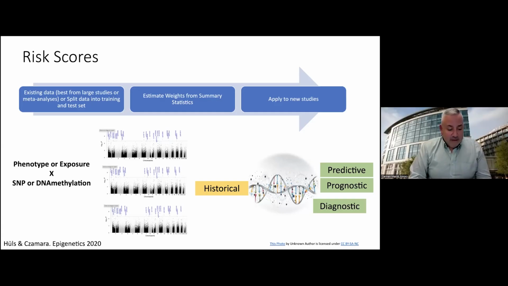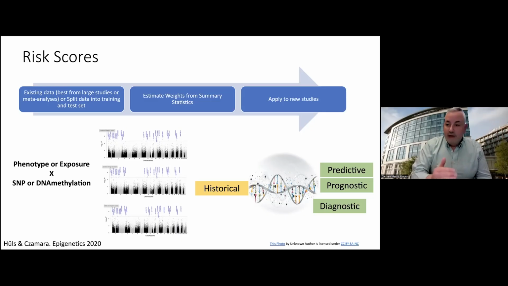So in these types of studies, a risk score is developed either using a large data set that's already been published and that the results are available, or taking a data set and splitting it into a training and a testing set, and then performing your analysis. So you're looking at a phenotype or an exposure, along with then all of the SNPs if you're doing a genetic study, or DNA methylation if you're looking at epigenetics, to identify all the SNPs in some cases, or sites of DNA methylation that are associated with either that phenotype or exposure.